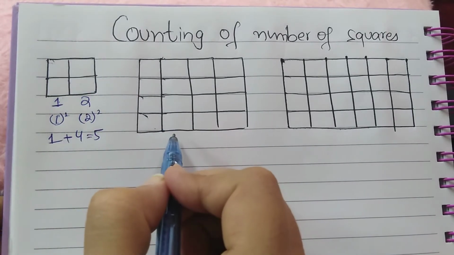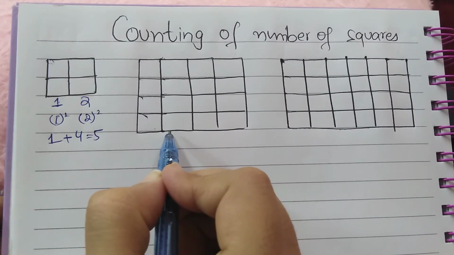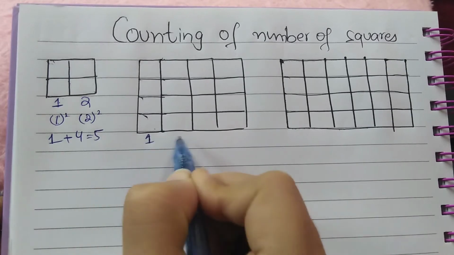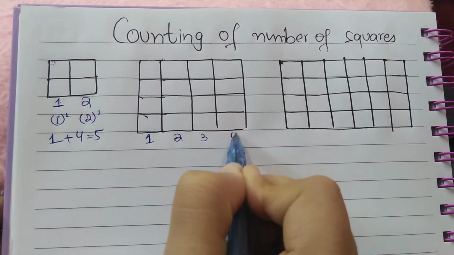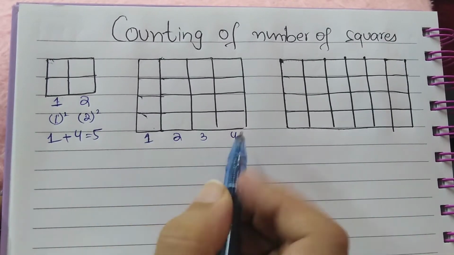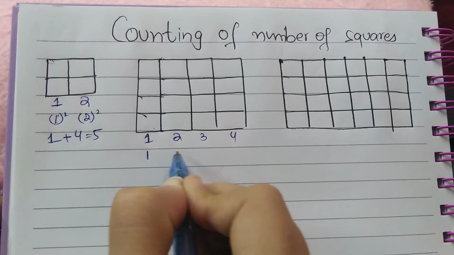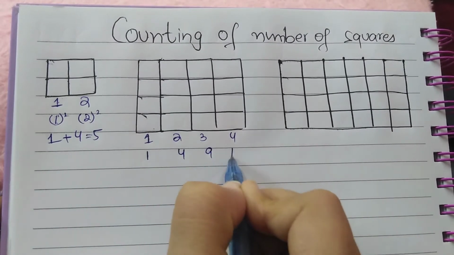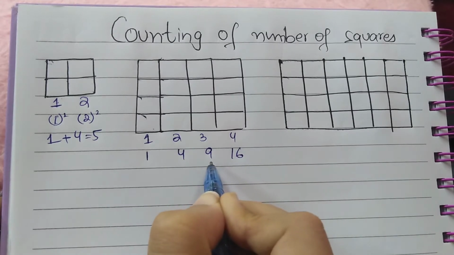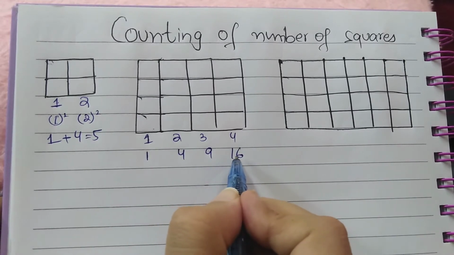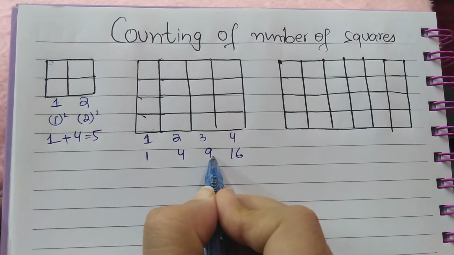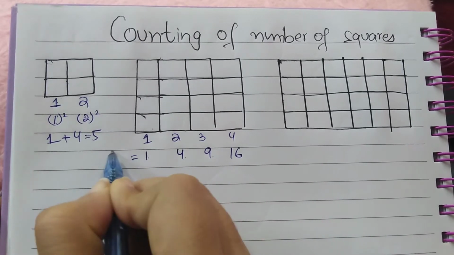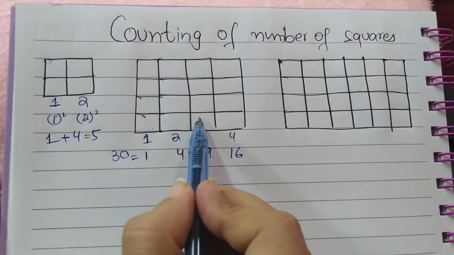In the second diagram there are 4 rows and 4 columns, so write the number of squares in the base, 1 2 3 4. There are 4 squares in the base. Find their square. 1 square is 1, 2 square is 4, 3 square is 9, 4 square is 16. So add them up. 16 plus 9 is 25, 25 plus 4 is 29, 29 plus 1 is 30, so there are 30 squares in this diagram.